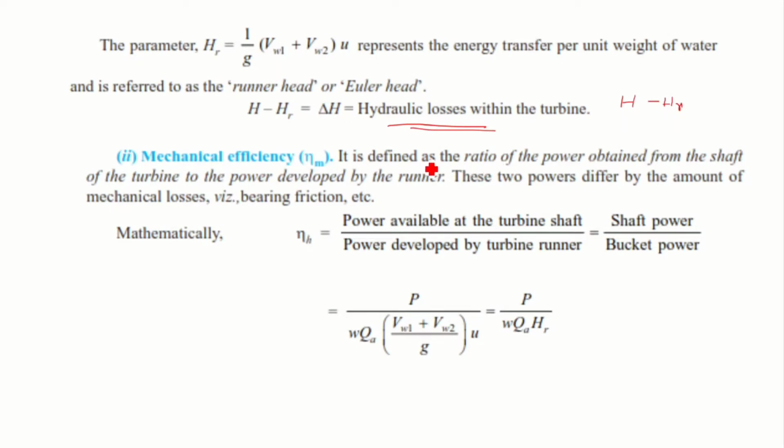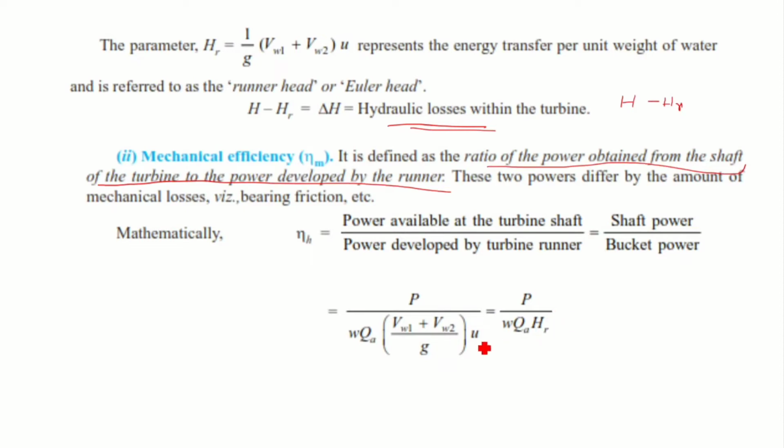Okay. So the next efficiency is mechanical efficiency. Mechanical efficiency is usually obtained from the shaft of a machine. It is defined as the ratio of power obtained from the shaft of the turbine to the power developed by the runner. So the runner power is the input power and the power obtained at the shaft is the output. So shaft power divided by runner power: P divided by W into Q_A into (Vw1 plus Vw2) divided by g into u.